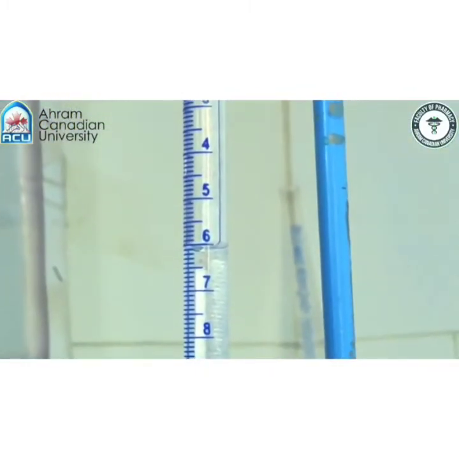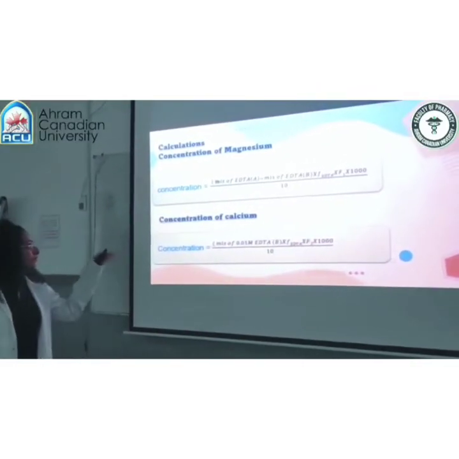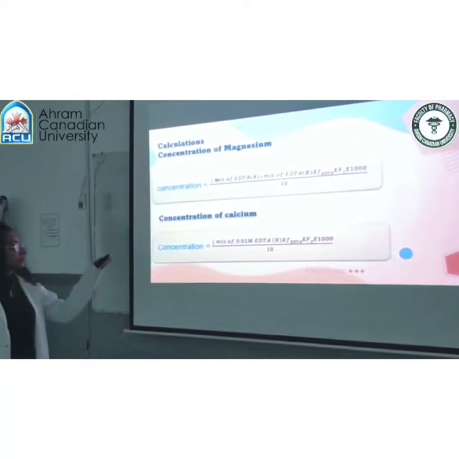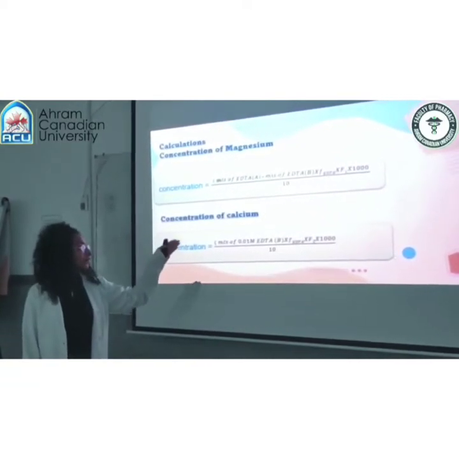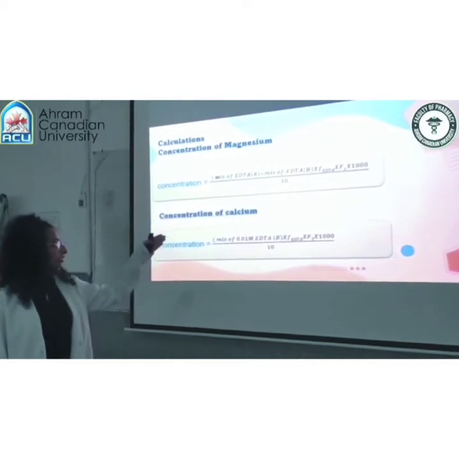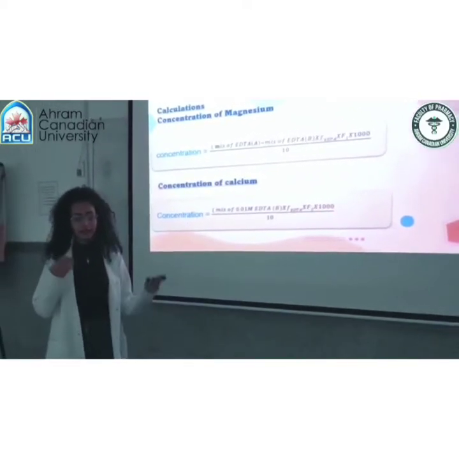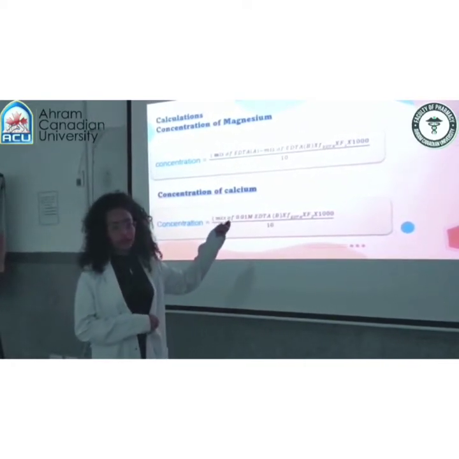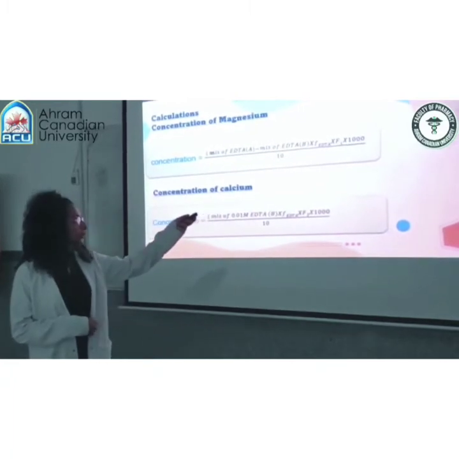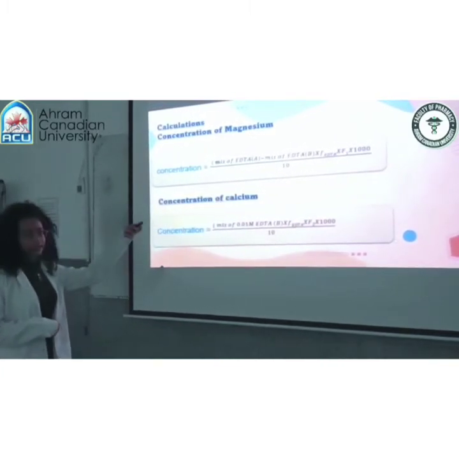Now we need to calculate the concentration of our mixture. So we're going to start with the concentration of magnesium, which is equal to the difference between the reading of the first titration, which is the total, and the second titration reading, which is the calcium only, multiplied by F small, which is a factor that is written on the bottom of the sample, multiplied by F capital, which is a constant given, multiplied by 1000 over 10 milliliters that we already used as a sample.